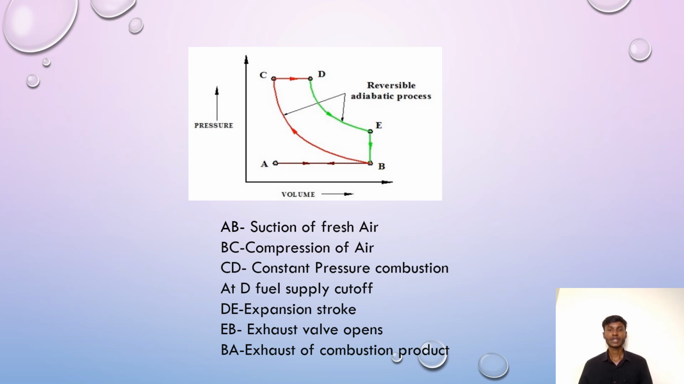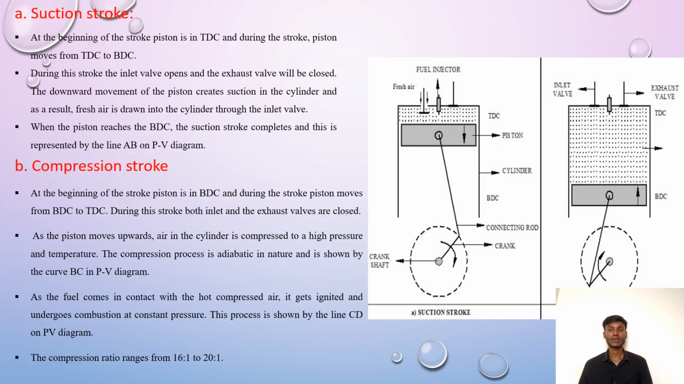AB is suction of fresh air, BC is compression of air, CD is constant pressure combustion. At D, fuel supply is cut off. DE is the expansion stroke. At EB, the exhaust valve opens. BA is exhaust of combustion products.